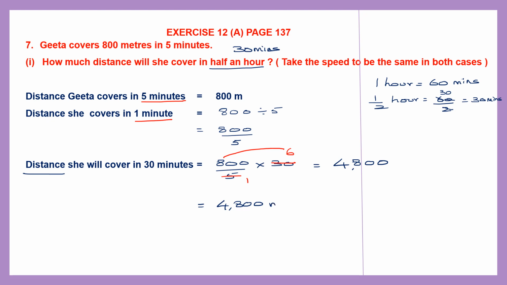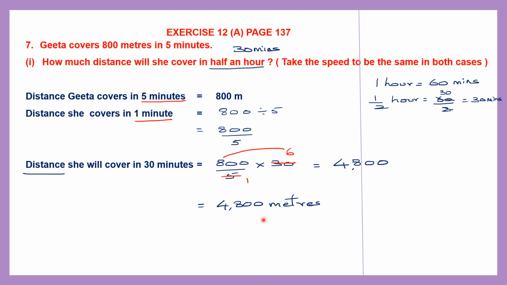4,800 meters, because in the question it is given as meters. So here it's given as meters. So our answer will also be in meters. Here we have written, isn't it? So all this is in meters. So this is the distance Gita will cover in 30 minutes.